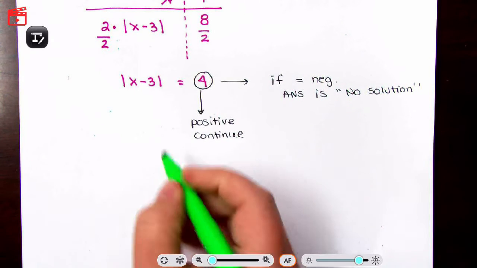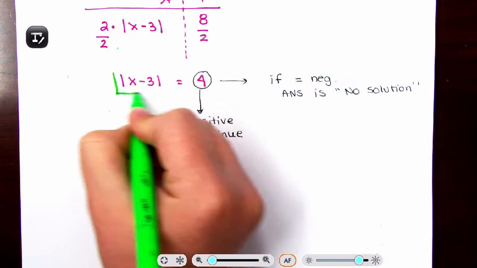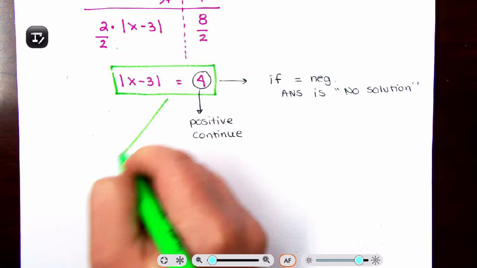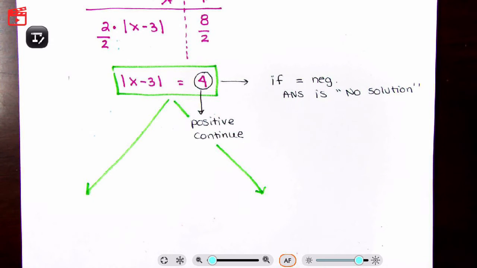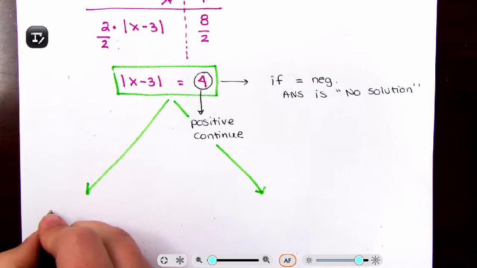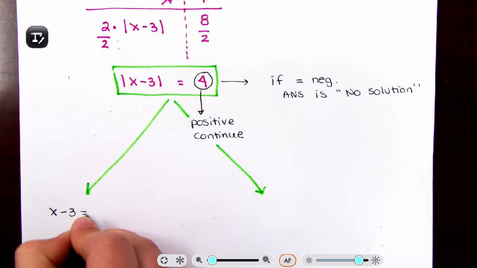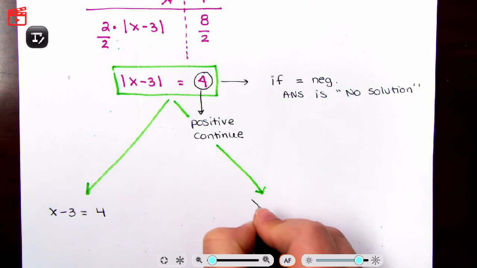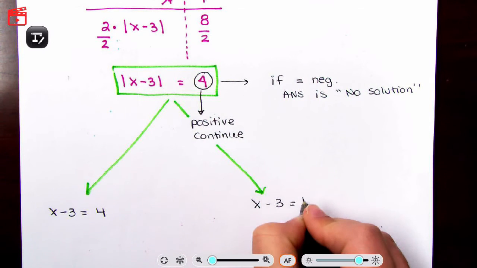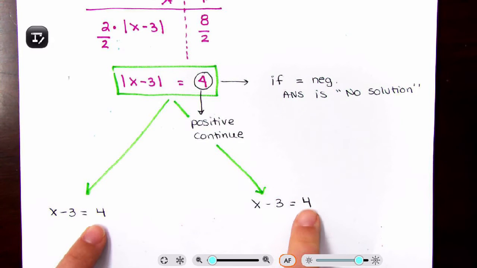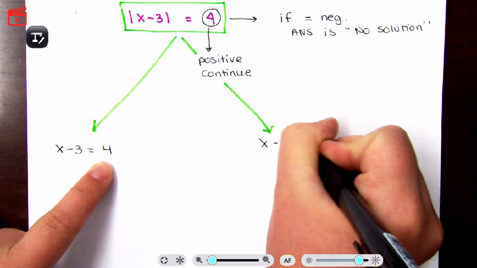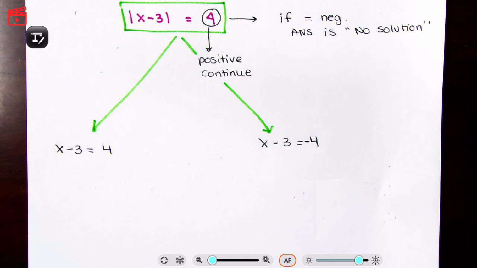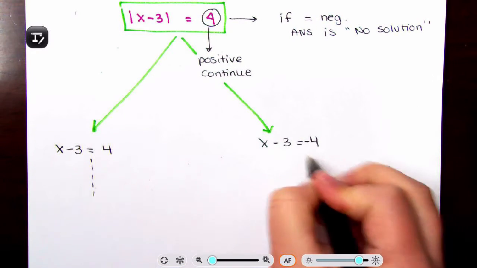When you continue, you're going to take this equation, this entire thing. You're going to basically copy and paste it twice. However, you are removing the absolute value symbols. So I have x minus 3 without the absolute value, x minus 3 without the absolute value. Now, instead of copying both into 4s, you're going to make one positive, make one negative.